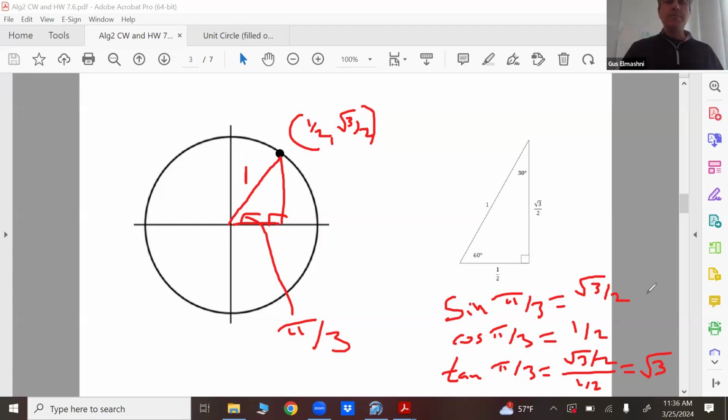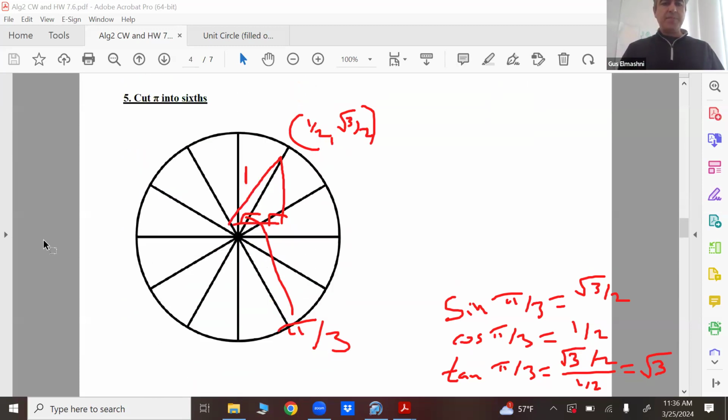Root 3 over 2, because I'm doing y over x, right? My y is root 3 over 2, my x is 1/2. I know my 3's suck, I apologize. I still need to get a stylus, I've been lazy about it. And you just divide the fractions, right? The 2's cancel. All right, let's keep moving.